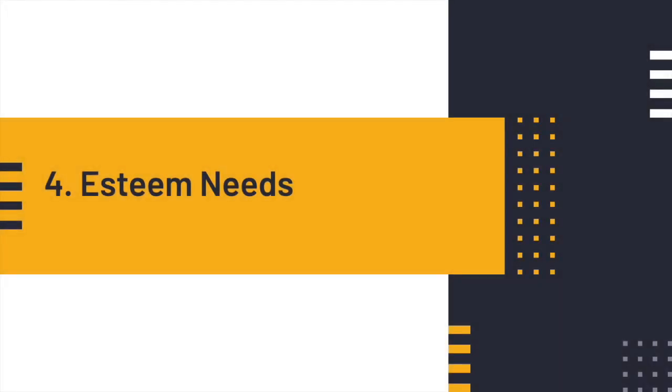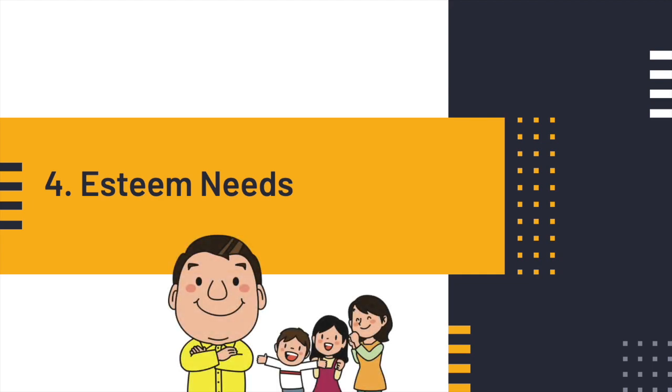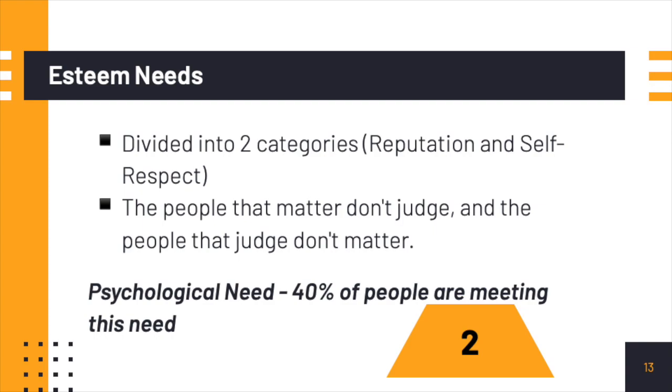The fourth level of Maslow's theory is esteem needs. This relates to ego and status development. Esteem needs is divided into two categories, which are reputation and self-respect. There is a quote that states, "The people that matter don't judge, and the people that judge don't matter." This quote summarizes very well what esteem needs is. In this level, 40% of people are meeting this need. We as humans like to feel confident and celebrated after achieving something. From this, we like to further gain respect from others when we reach this level.